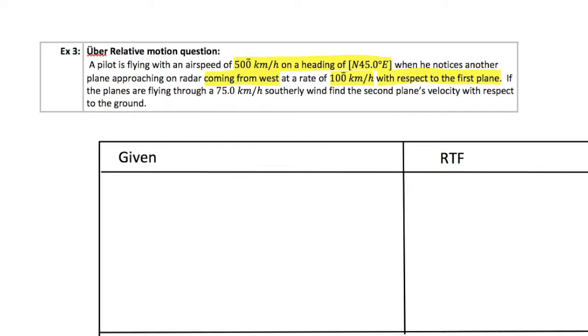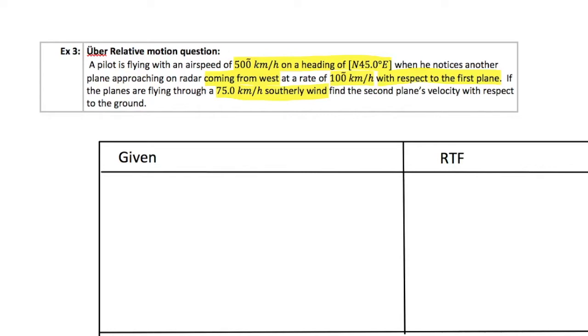The next little bit of information. Both of these planes are flying through a 75 kilometer per hour southerly wind. Now remember, when we see southerly, that means coming from the south. This implies that the wind is moving towards the north. Now the thing you have to remember, that wind speed or velocity in this case, because it is given a direction, it has to be measured in reference to something. And the wind is always measured in reference to the ground. So that 75 kilometers per hour is the wind's motion relative to the ground.